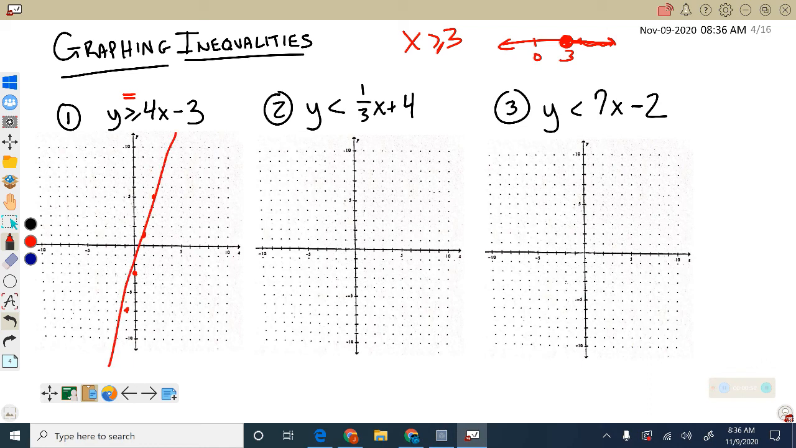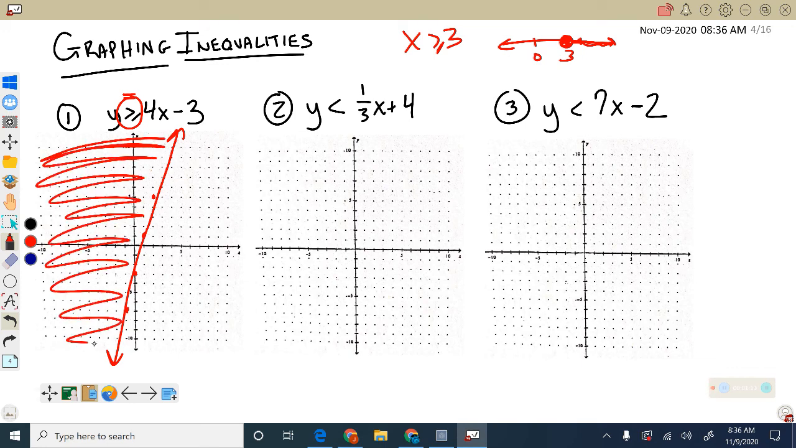The one difference here, besides hopefully connecting your dots better than I can, is because of this greater than or equal to sign, we have to shade one side or the other. As long as you have y on the left-hand side, you can always read it as greater than versus less than. Greater than means above, so I need to shade above the line. That means all of this portion over here gets shaded. This one right here, beginning at +4, your slope is up 1/3. So no difference there.